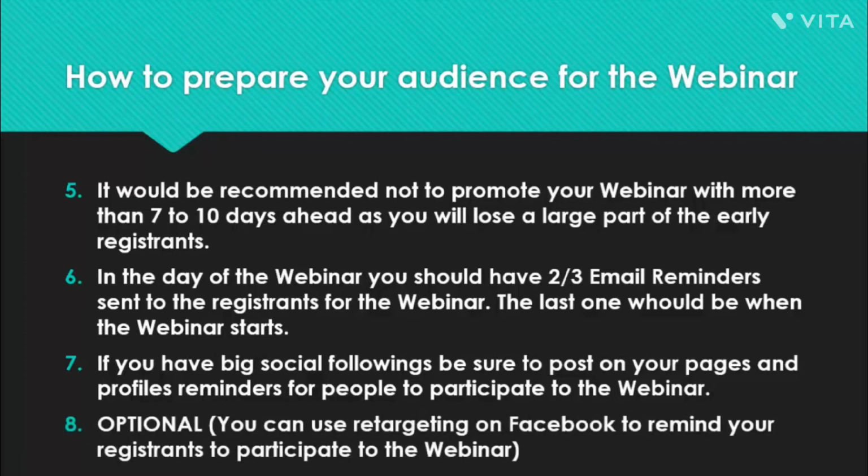Now, an optional thing that you can do, and a lot of people conducting webinars on the web right now are doing this successfully, is that they use retargeting, for example on Facebook, but you can use retargeting also on Google and other ad platforms. They are using retargeting on Facebook to remind their registrants to participate in the webinar. This is optional because you already remind them through the email sequence that you have created. But for example, 2 days before the actual webinar, you can start promoting an ad to the people that registered, in which you remind them to participate in the webinar.